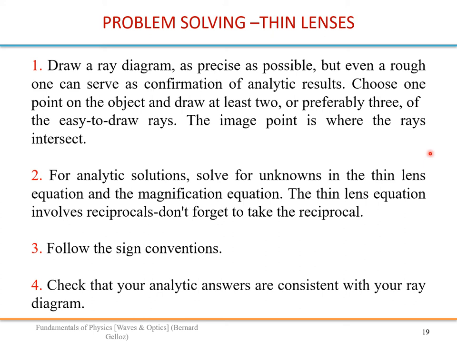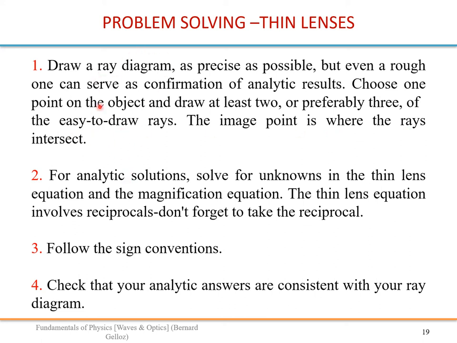This slide shows you some methods that you can use for problem solving for any kind of optical system, like mirrors and lenses. First, draw a ray diagram as precisely as possible, but even a rough one can serve as confirmation of your results. Choose one point on the object and draw at least two, preferably three if you are not sure, of the smart, easy-to-draw rays. And the image point is where the rays intersect.